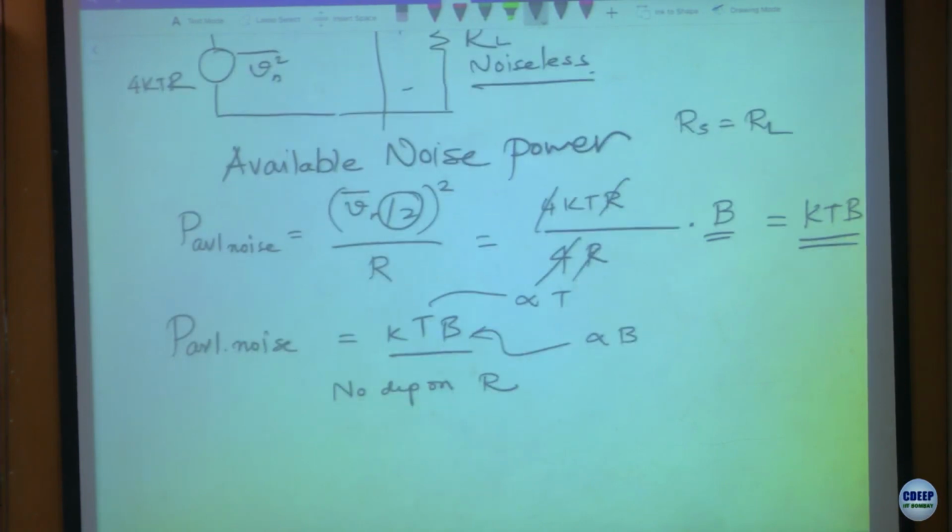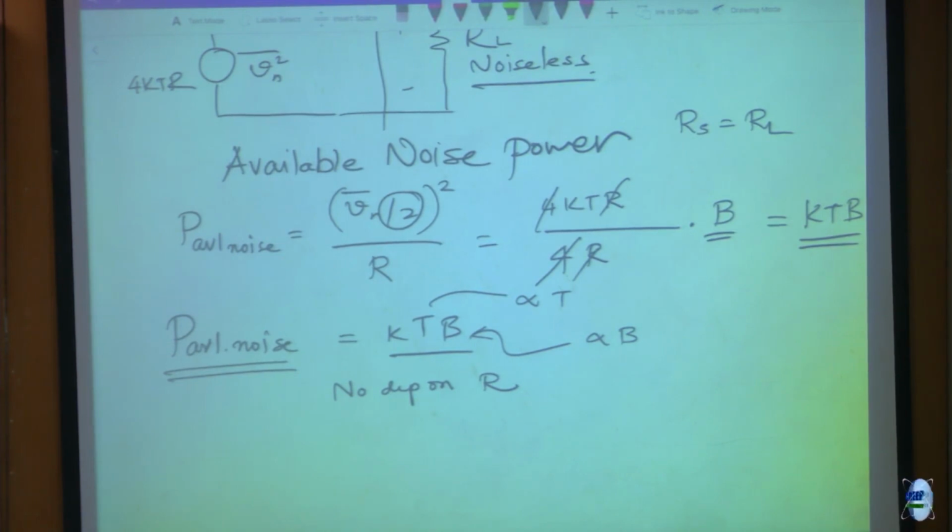How do we reduce the available noise power? You reduce the temperature, and that may not be in your control many times, although many times people go to extremes like cooling circuits to reduce the noise. If the application is such that you really have to do it, then you could do it. However, the easiest thing is to reduce the bandwidth.